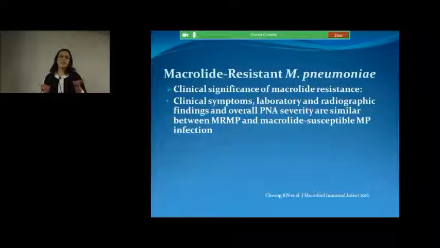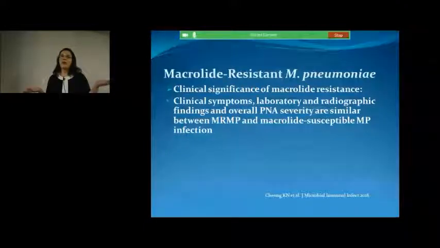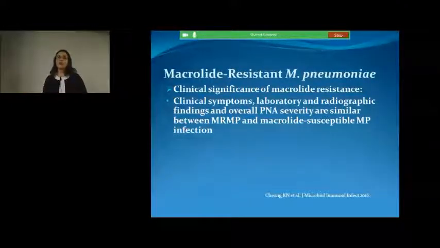What is the clinical significance of macrolide resistance? Many of us have heard about it, but we don't know exactly how important it is in clinical practice. So should we worry about that? We use a lot of azithromycin in pediatrics. Our patients are the population at higher risk for Mycoplasma pneumoniae infection.